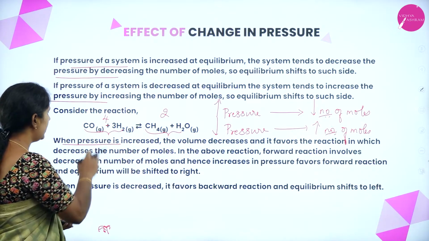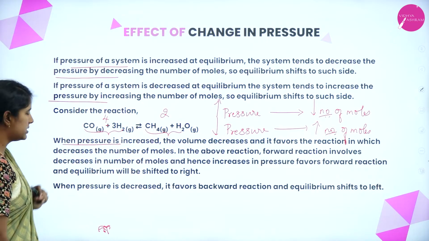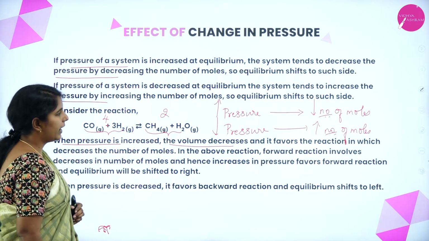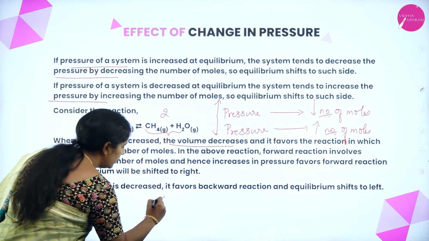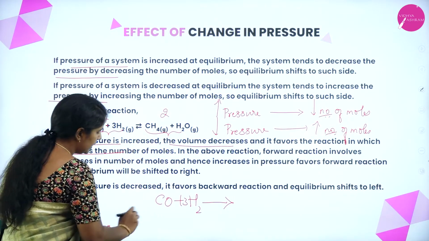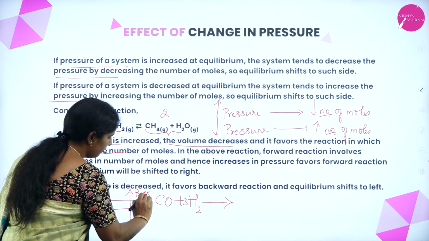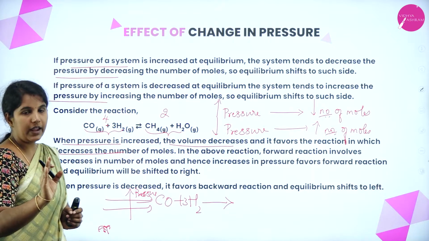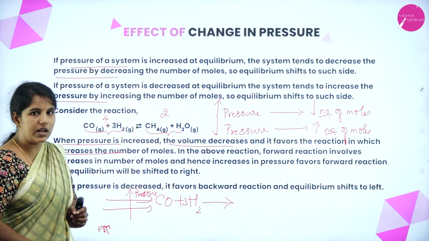Let's take up an example with the above equation. So, what will happen if I increase or decrease the pressure? We'll see now. When the pressure is increased, the volume will decrease and it favors the reaction in which the number of moles decreases. You can see that when I apply higher pressure to this system, it will decrease the number of moles. Why? Because an increase in the pressure decreases the number of moles.